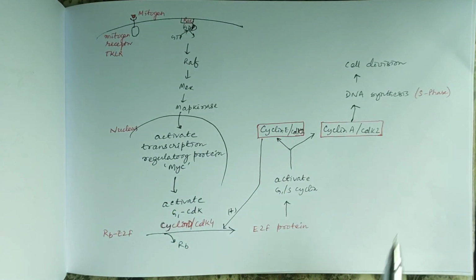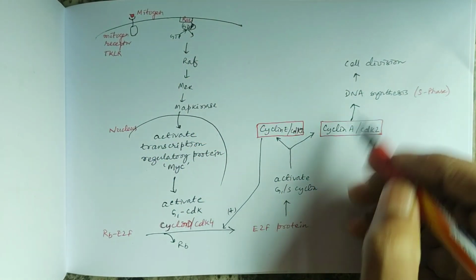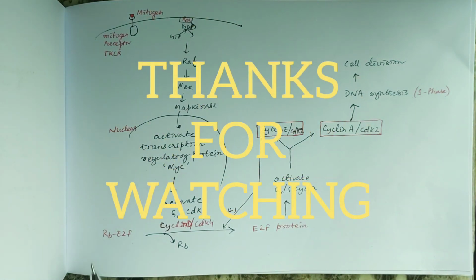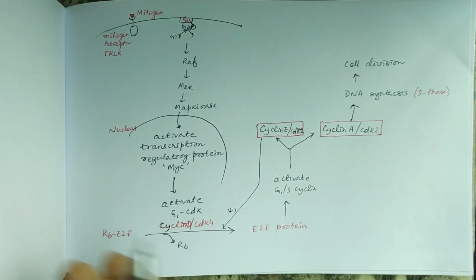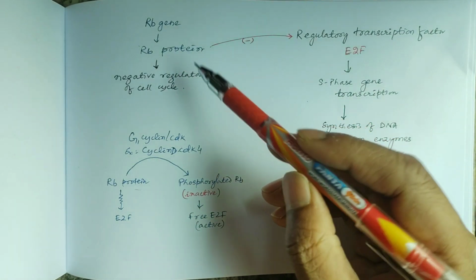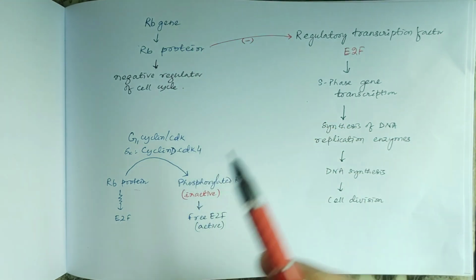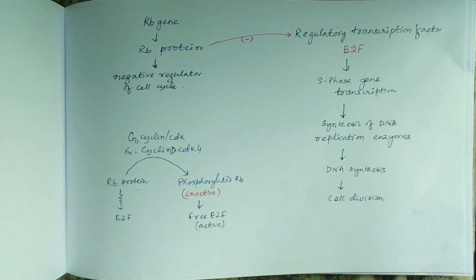So in this way E2F regulates the cell division, whereas retinoblastoma, by blocking E2F, stops the cell division and acts as a negative regulator of the cell cycle. So the retinoblastoma gene produces retinoblastoma protein, which inhibits E2F and acts as a negative regulator of the cell cycle. So this is all about the retinoblastoma gene.